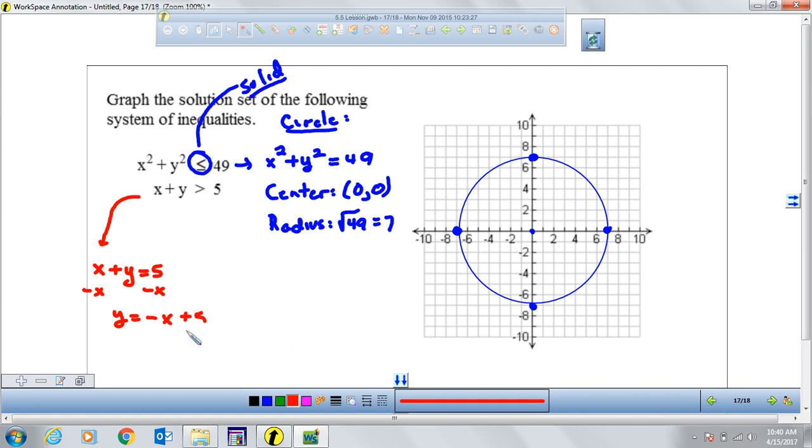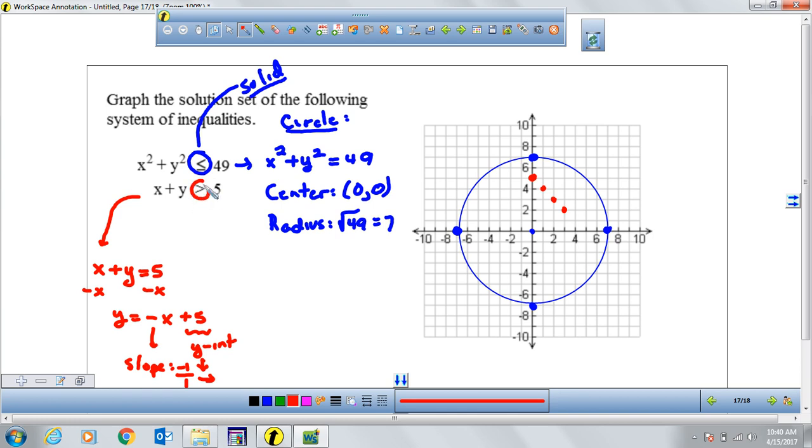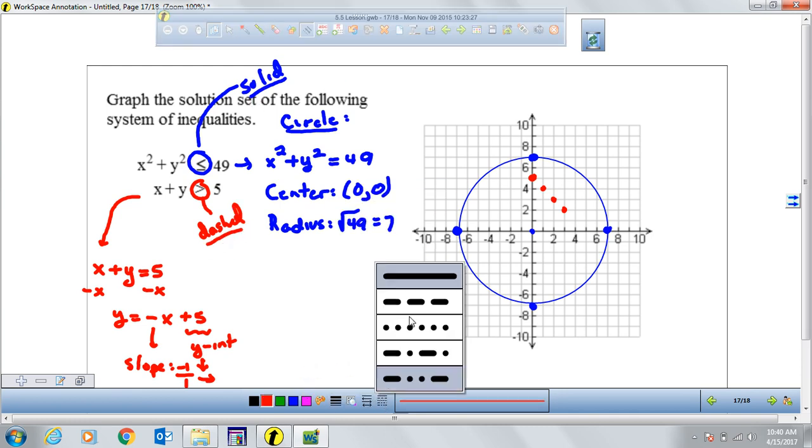So on this line, the y-intercept is 5, and the slope is negative 1 over 1. So it is going to intersect the y-axis at 5 right here, but then the slope of negative 1 over 1 means that from that y-intercept we go down 1 and to the right 1. Here's another point. Down 1 to the right 1, here's another point, and so on. And one more thing: this one does not have the equal sign, so this one is a dashed graph. So we're going to make it a dashed line in this case.